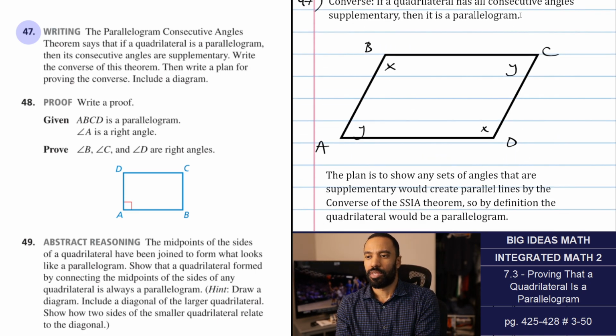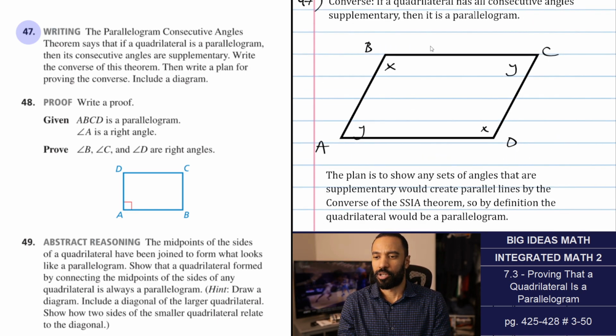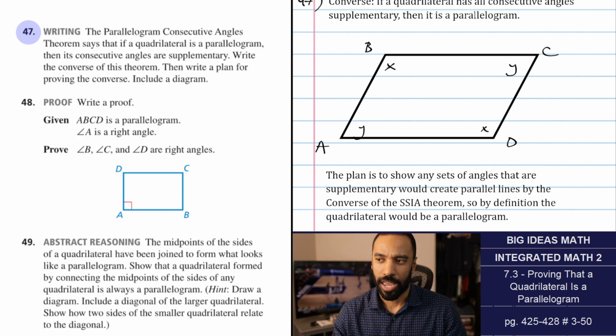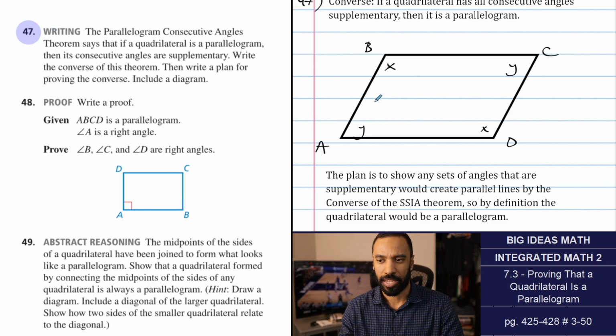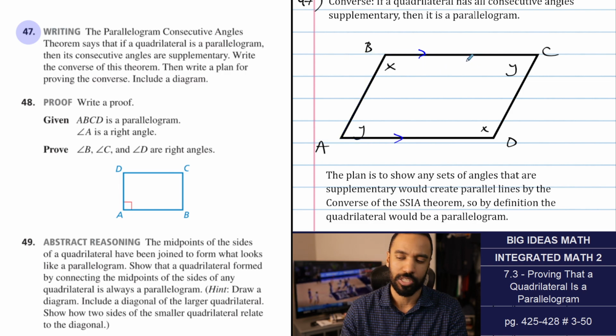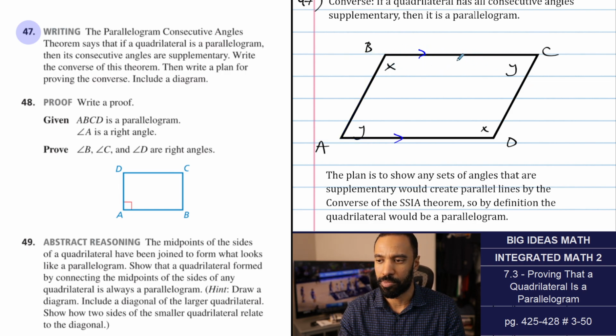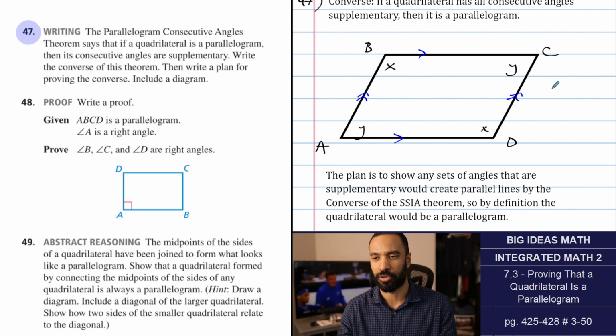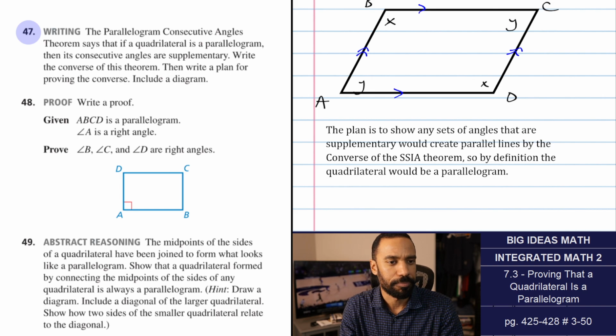So yeah, if these two are supplementary, if x plus y, or a plus b adds to 180, boom, right here, that would make these things parallel by the converse of the same side interior angles theorem right there. And then same thing, b plus c. This is exactly what I did on the other one. If b plus c is 180, boom, then that would make these lines parallel by the converse there, and then by definition it's a parallelogram. That's my plan. That's the way I would go for it.